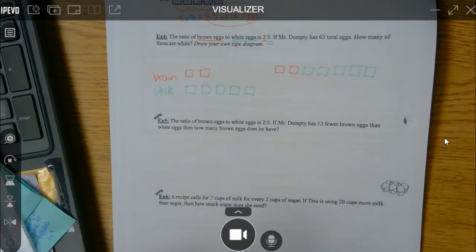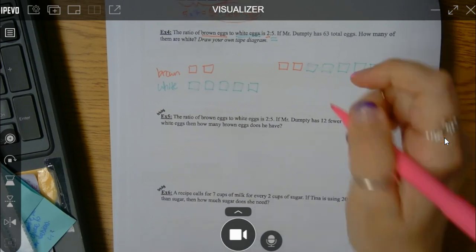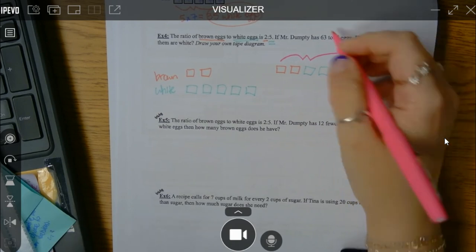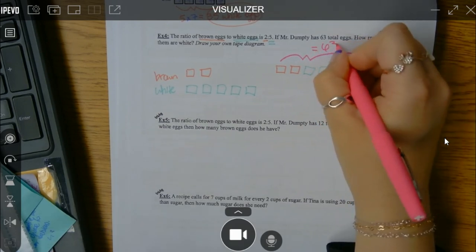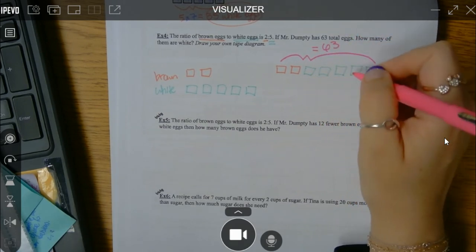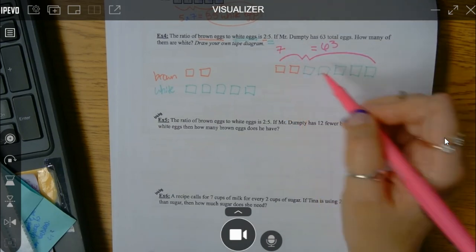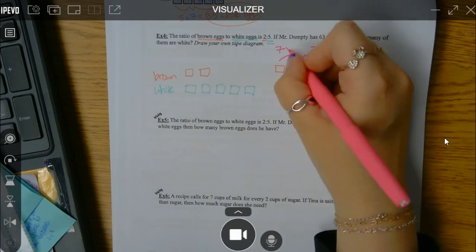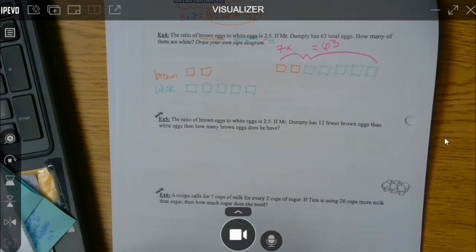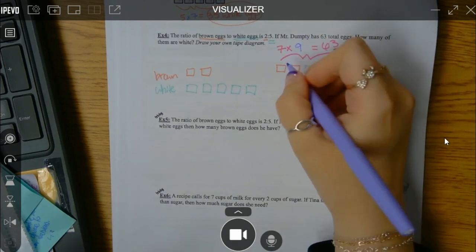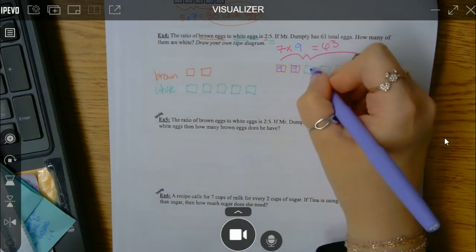And you're like, why does that really matter that you did it that way? Because not just brown, not just white, but the total amount is equal to 63. And how many total boxes are there? 1, 2, 3, 4, 5, 6, 7 total boxes, because there's 2 that are brown and 5 that are white. Well, 7 times what is going to give me 63? 9. So that means that each box is worth, you guessed it, 9.